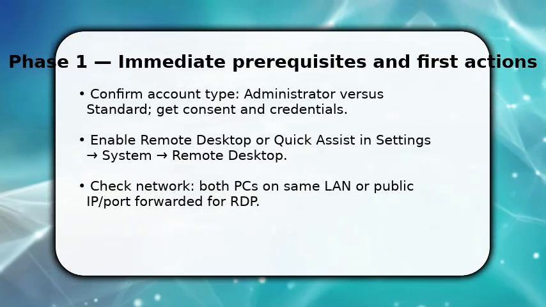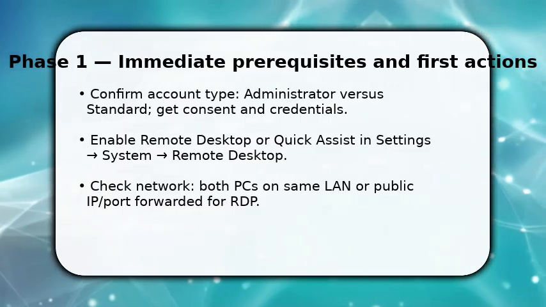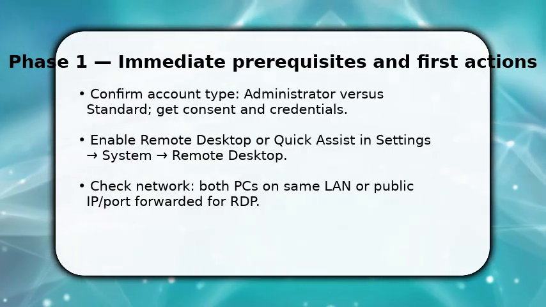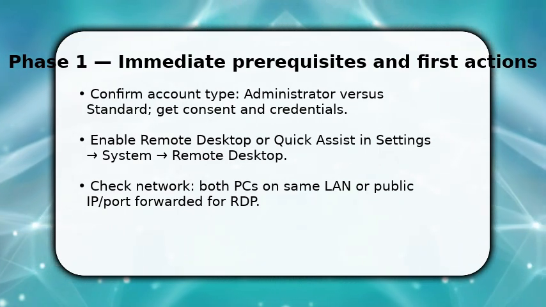Both machines on the same router, or set a public IP and forward port 3389. Make sure firewalls allow connections, and note the target PC name or IP. These steps let you actually start a remote session.